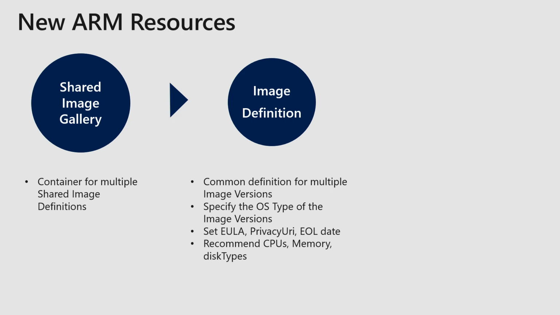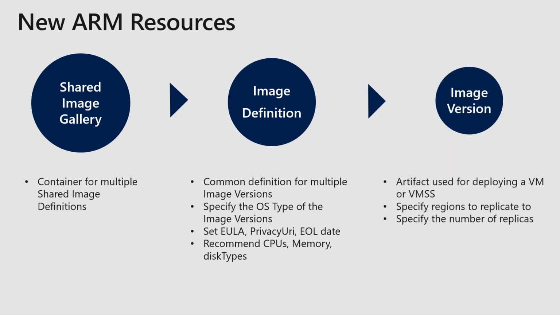Now, since these are collections of versions, they should have the same OS type, and this is the place where you specify that. As a publisher of the custom images, you can also specify other things, like EULAs or privacy URIs, or an end-of-life date. It sets an expectation for your consumers of these images of when to stop consuming the image. You can also recommend CPUs and memory and the various disk types.